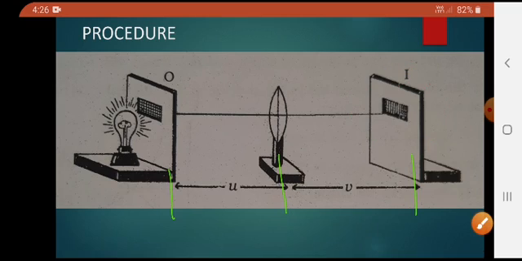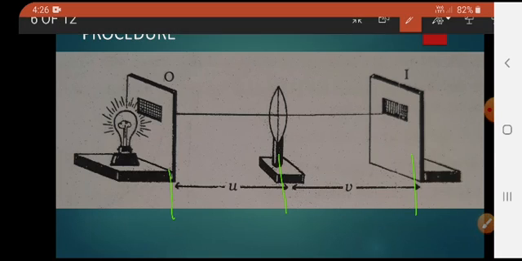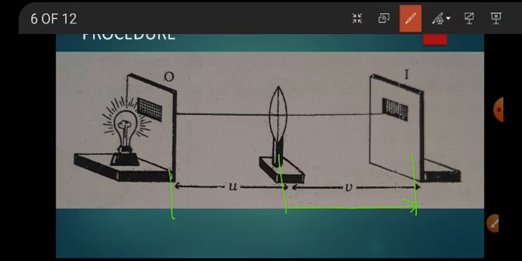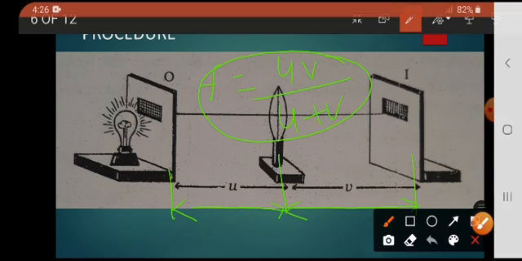If V means the distance between the lens and the image, the distance of the screen from the lens, and U is the distance of the object from the lens, then the focal length is given by uv by u plus v. This is the formula.